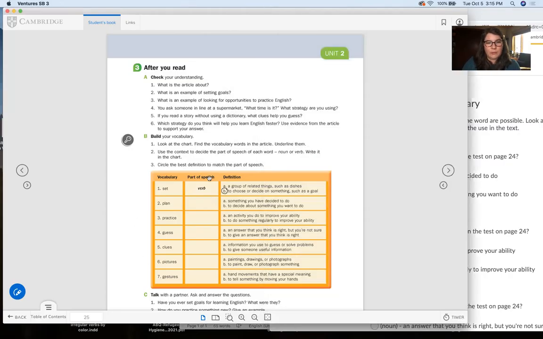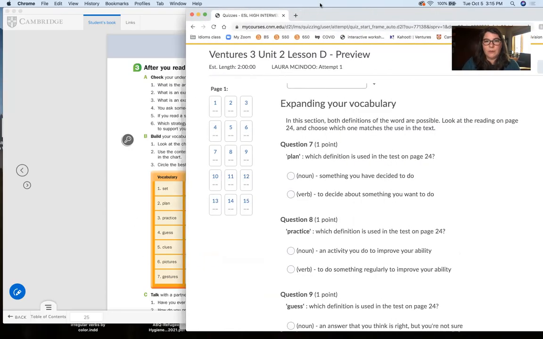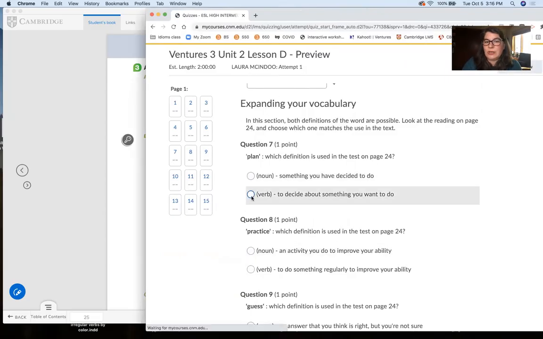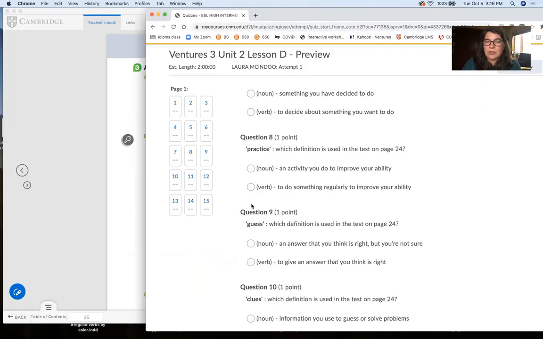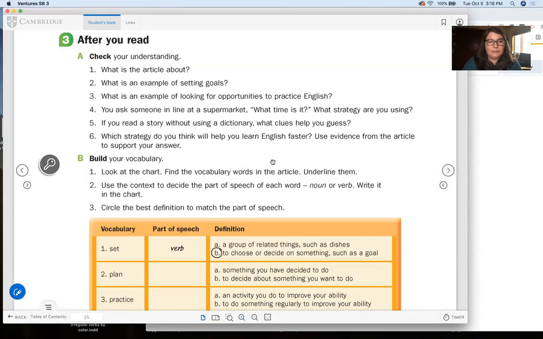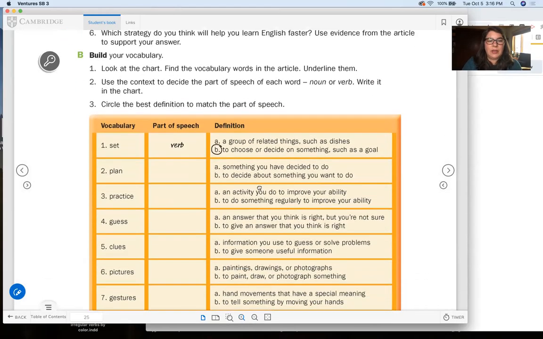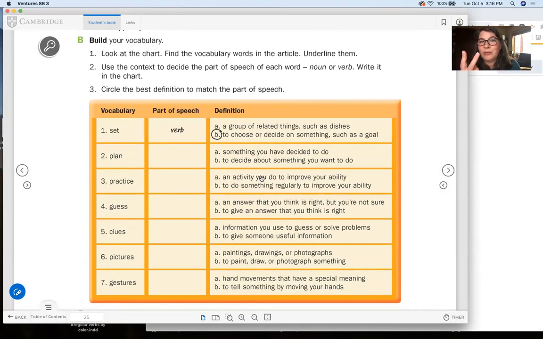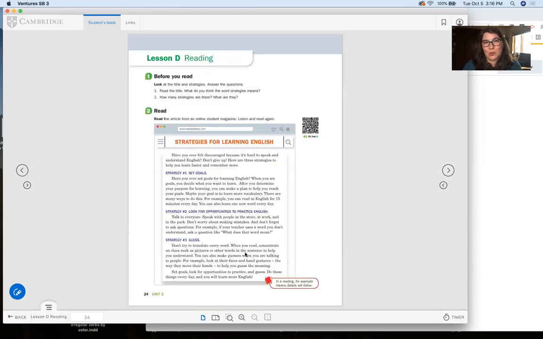Now this part, right over here, is in the second section. Let me show you. Expanding your vocabulary, you're going to choose noun or verb. It's the same in the book, so we're going to look in the book, but I wanted to show you. So this part here, let me explain. This is interesting. English can have one word and 2 different meanings, okay? So right here we have a word and we have 2 definitions. Both of these definitions are possible in English. I want you to tell me which one is used in this story, okay? Basically, is it the noun or is it the verb?